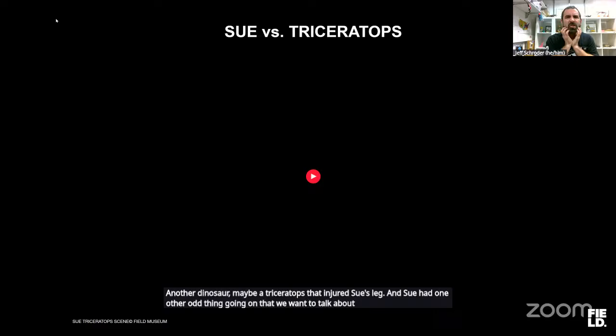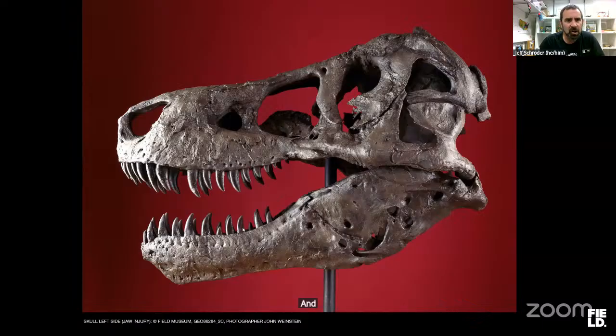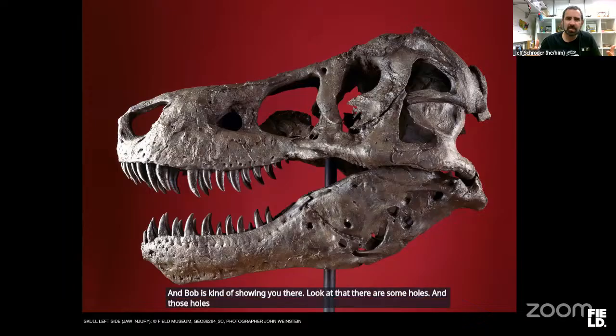and that's with Sue's jaw. So we're going to take a look at Sue's skull and look carefully at the bottom jaw. There's something odd there. And Bob is kind of showing you there. Look at that. There are some holes. And those holes don't belong there. Sue has a lot of holes in their head. Most of them are supposed to be there. The ones on the bottom jaw are not.